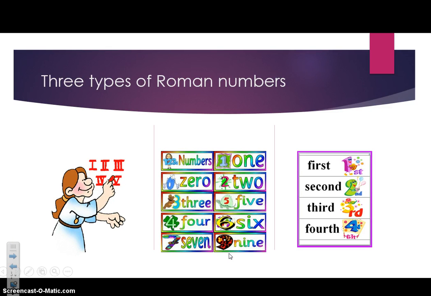There are three types of Roman numbers. As you can see here from the first picture, we have a young girl writing numbers in what looks like a letter form, and those are Roman numerals. We also have representations of our regular counting numbers, and these are called cardinal numbers. And we have a picture representation of numbers we use for telling order, and those are ordinal numbers.